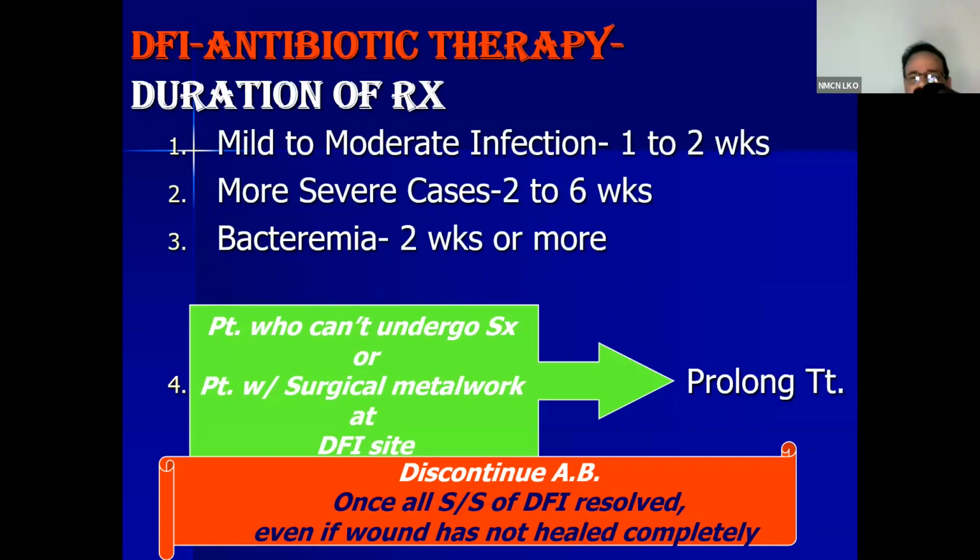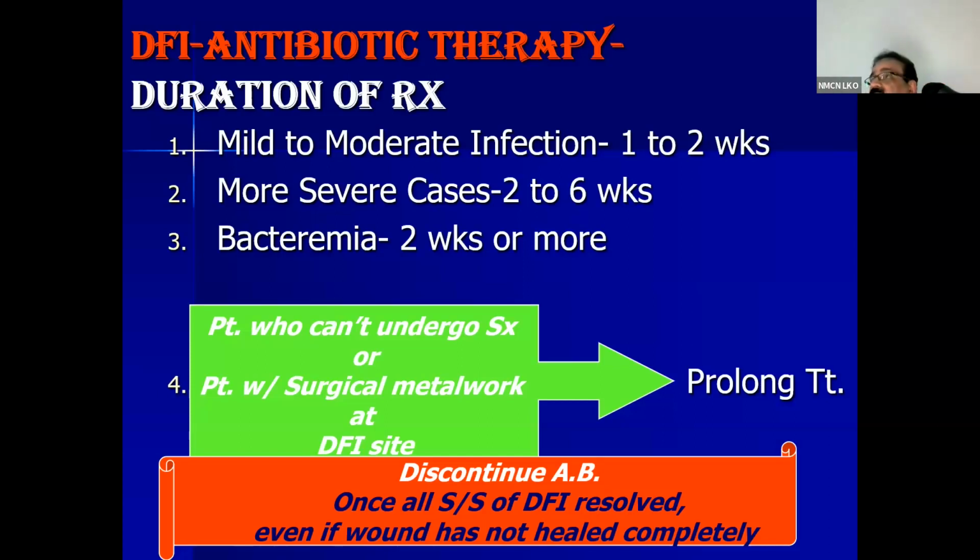You can put. Now, the duration of therapy is also very important. Normally, we give an antibiotic course for 5-7 days, or at max 10 days, or maximum 15 days. But in diabetic foot infection, the scenario changes. If it is a mild to moderate infection, you need to give antibiotic for 1 to 2 weeks. In more severe cases, you have to give antibiotic for 2 to 6 weeks.